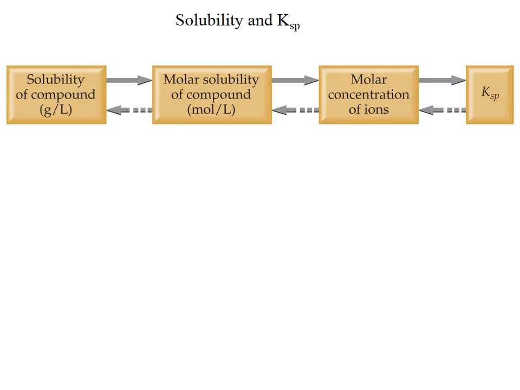Now, if you're doing a calculation, this little flow chart will help. If you're given the solubility of a compound in grams per liter or in moles per liter, then this will show you, that's on the left-hand side. You can convert that into the concentration of ions and then plug that into the Ksp expression to solve for Ksp. Or you might be given the Ksp value and you're expected to solve for the solubility of the compound in either moles per liter or grams per liter.